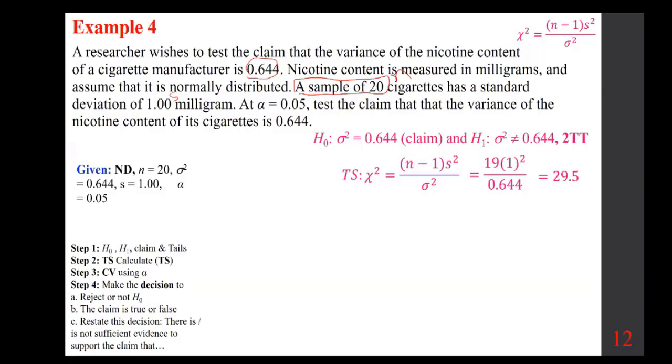And so what happens next, you need the critical value. Alpha is given as 0.05. Degrees of freedom is n minus 1, 20 minus 1 or 19. What about the critical value? There are two of them. There are two critical values. Why is that? Because it's a two-tailed test. Alpha is 0.05. Degrees of freedom is 19.